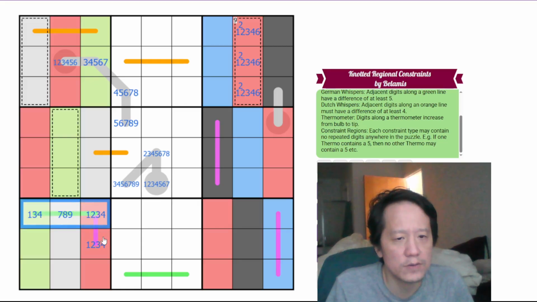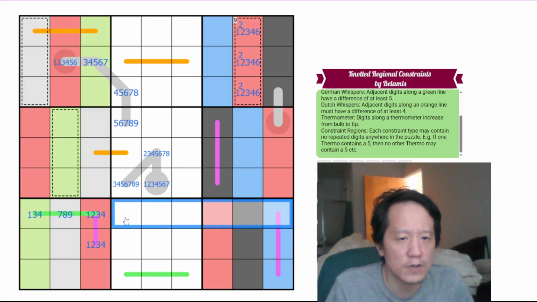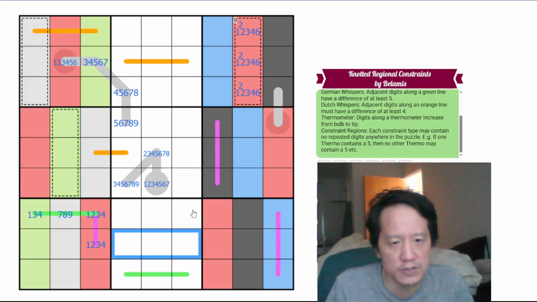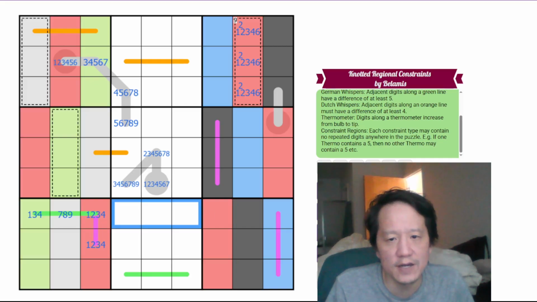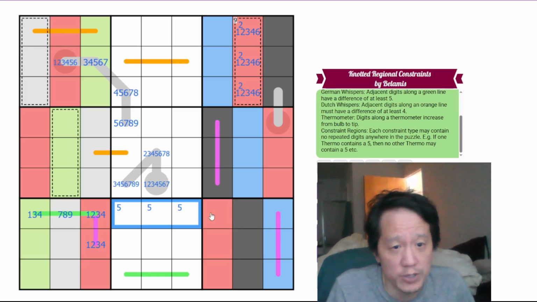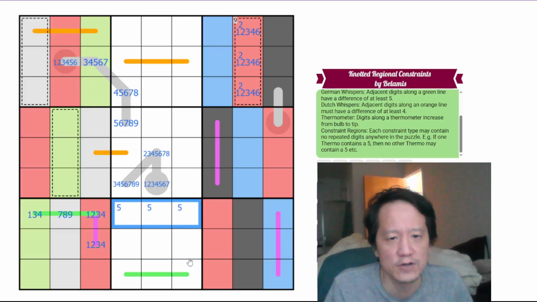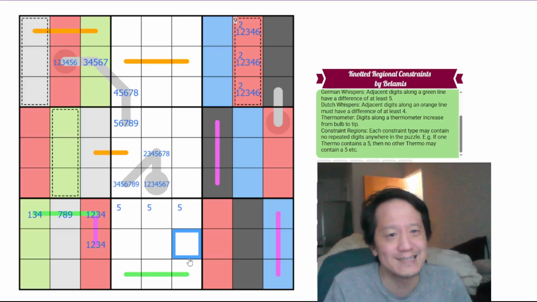Okay. These three digits are the same as these three digits. So where's the 5 in box 8? These three digits are not the same as these, and cannot be the same as these, so they are the same as these. One of these digits has to be a 5, because the rest of the digits are on a German whisper line. So this has to be a 5 here. What does that tell us? I'm not really sure.